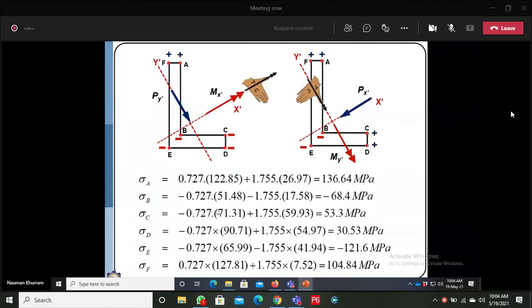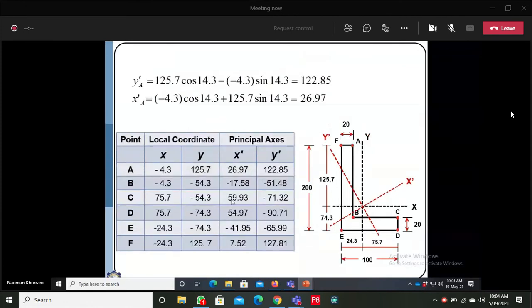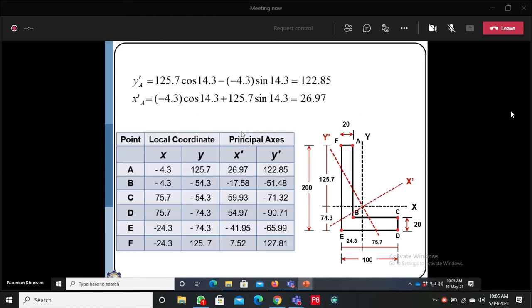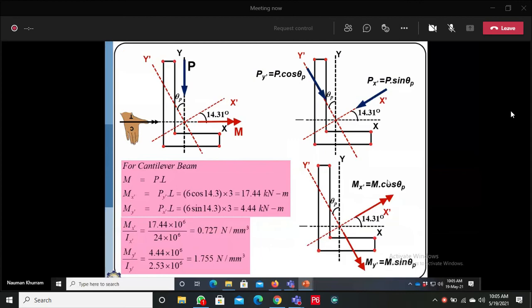Just see here. Similarly for point C, XC is 59.93 and YC is 71.32. So all X values and Y values I have substituted as positive. And we have to perceive the negative and positive signs from this sign convention diagram. So I have split the diagram into two parts, just like I have explained here. This diagram I have split into two parts.